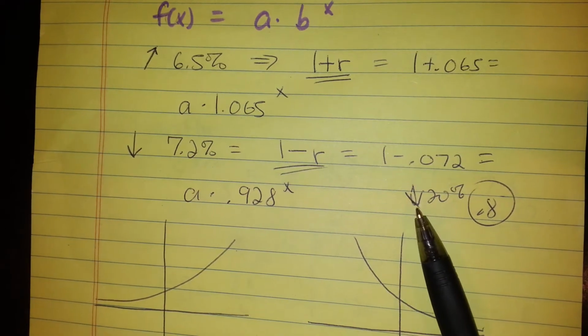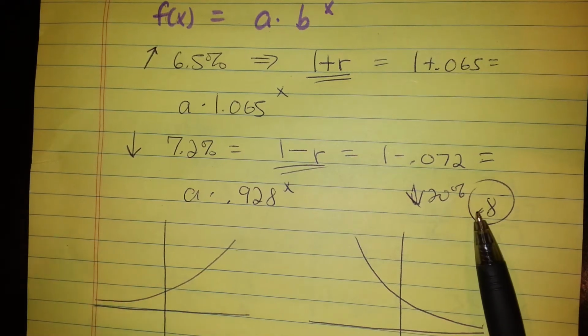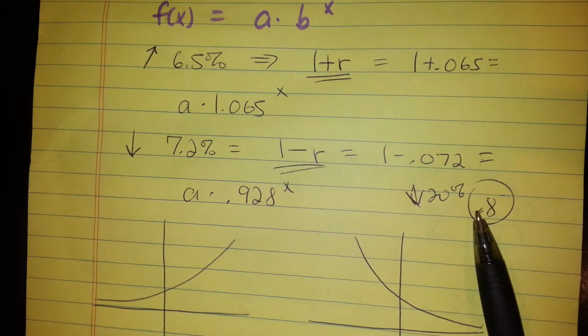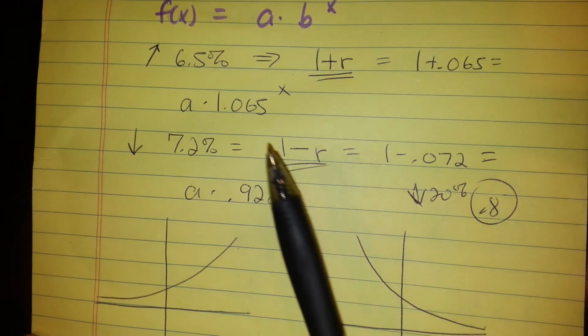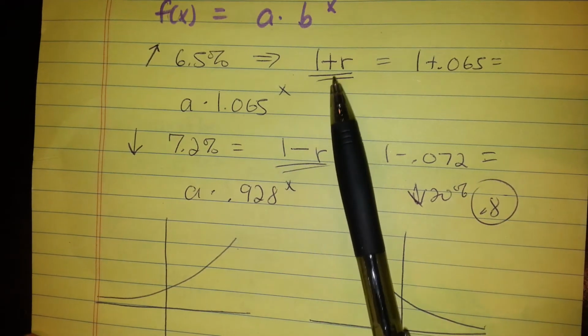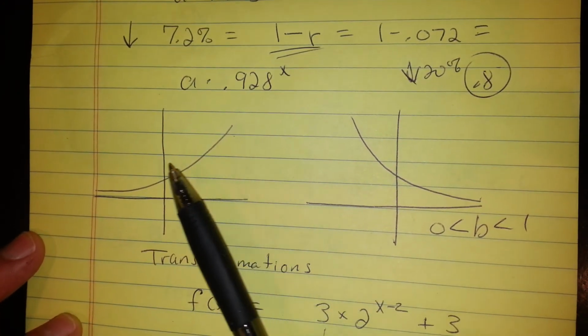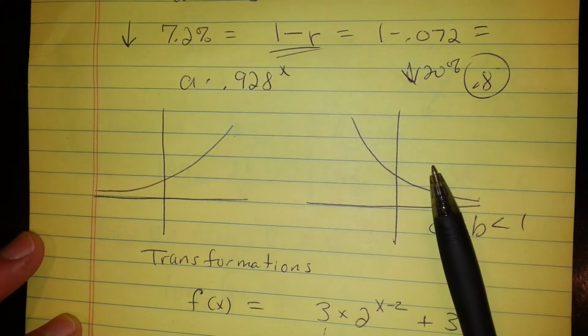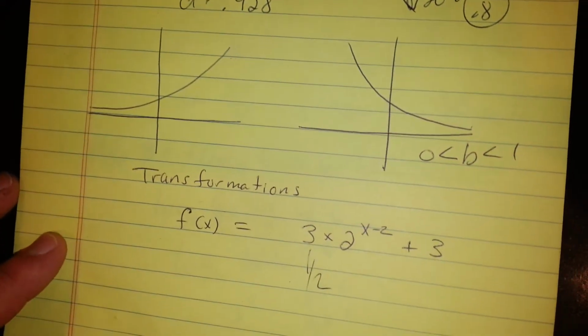Remember, if you've got something decreasing at 20%, you multiply by 0.8. If you have $100 times 0.8, that's $80. That's minus 20, or a 20% drop. So remember to do 1 minus r or 1 plus r to get your factor. Notice here's growth, decay. This is when b is greater than 0 but still less than 1.